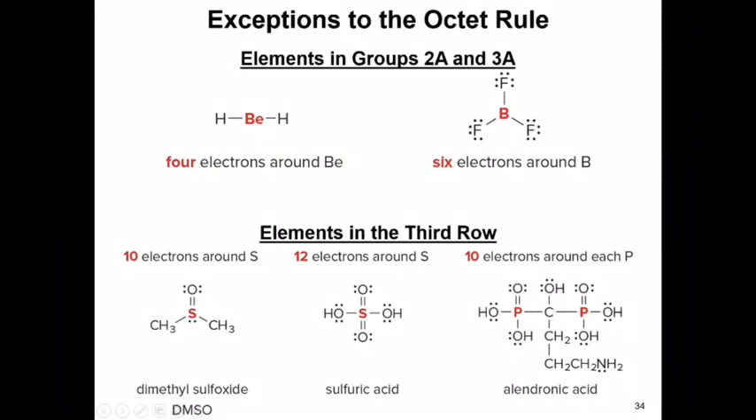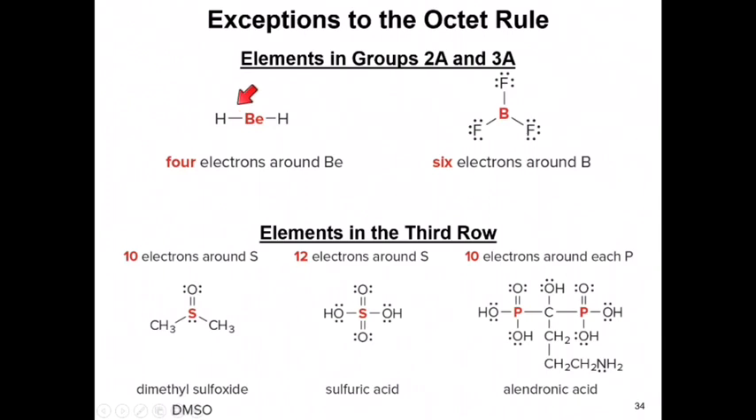Elements like beryllium, hydrogen, and boron can be stable with an incomplete octet. Similarly, elements in the 3rd row and beyond can have an expanded octet and still be considered stable. Both sulfur and phosphorus in some Lewis structures can have more than 8 bonding electrons.